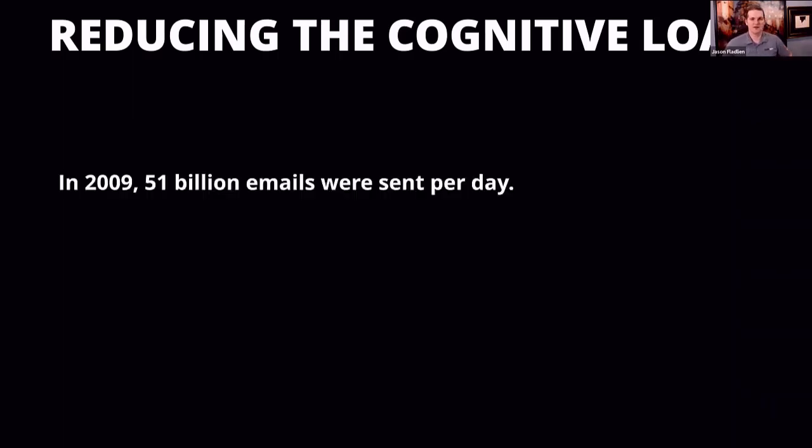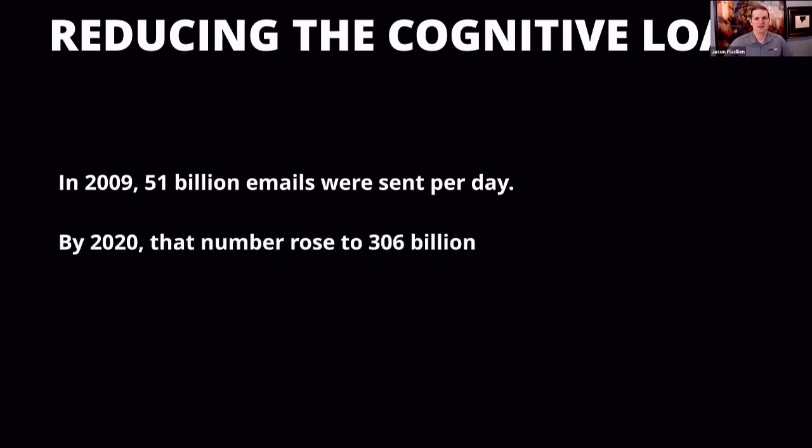Think about it as your brain being a computer. It has a processor which can only take in and process so much data, right? Now let's look at things from a very, very specific viewpoint of how the world has changed so much in so little time. In 2009, 51 billion emails were sent per day. Seems like a lot, doesn't it? 2009, I'm talking 11 years ago, 12 years ago, not that long ago. Because by 2020, it went to 306 billion.